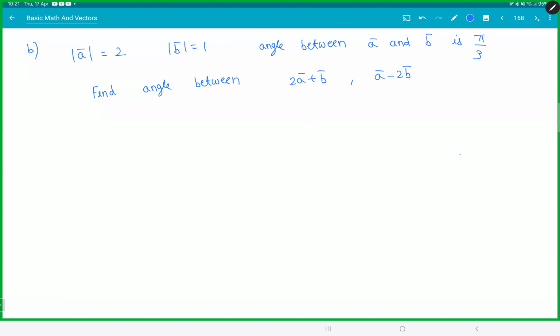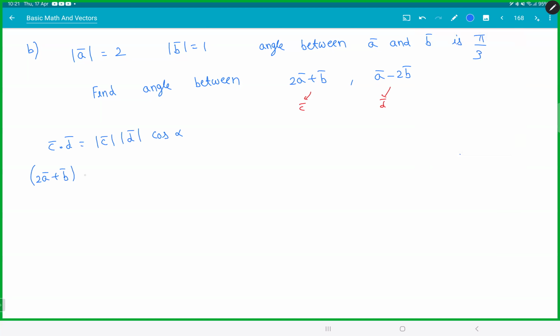Anyways, let's see. So let's call this thing C bar. Let's call this thing D bar. So I'm finding the angle between these two. So C bar dot D bar is mod C bar, mod D bar, cos alpha. Same story.